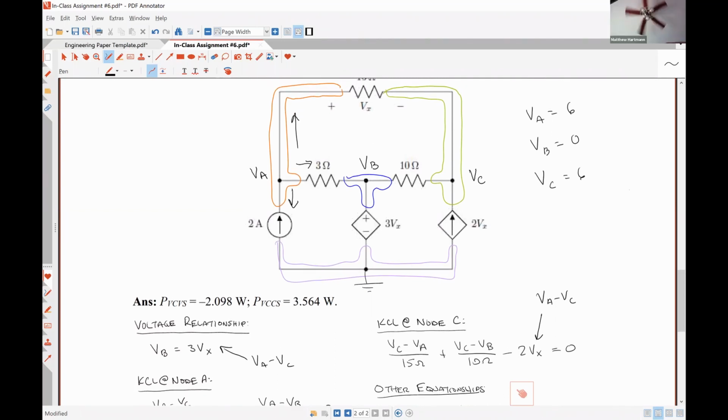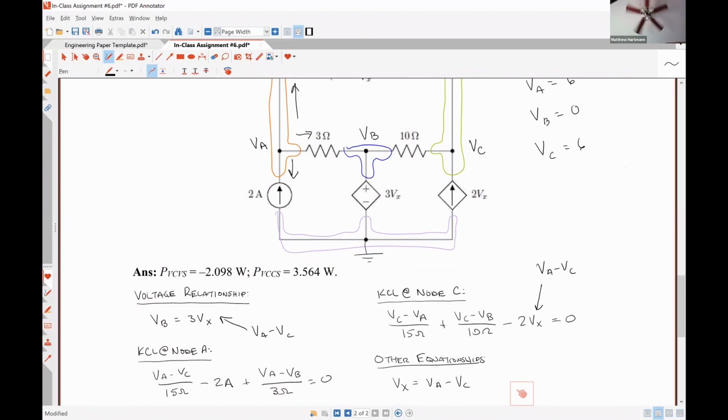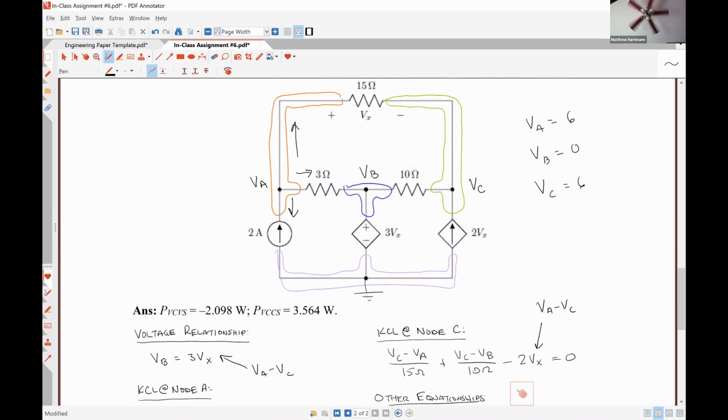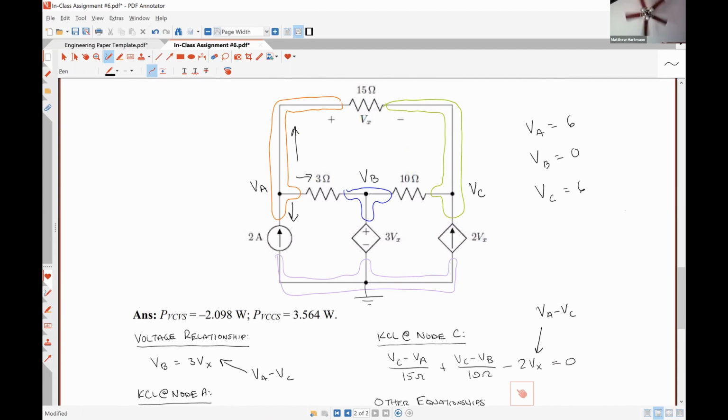VB is definitely 3Vx. I feel like I can't really have screwed that one up too much. So VC minus VA over 15. That is for sure this current flowing up. VC minus VB over 10. That is for sure that current flowing to the left. Minus 2 Vx is the current flowing down through that branch.